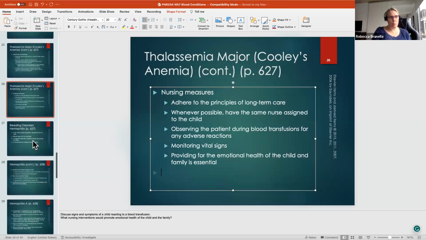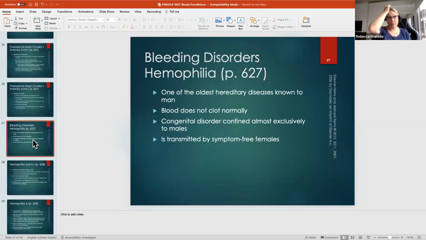We're going to move on to hemophilia. Hemophilia is a genetic disorder where you don't form blood clots normally. There's a wide range of how bad hemophilia can be. Sometimes patients can bleed to death from a small cut because they really don't have the ability to clot, and sometimes they just need a little extra pressure to help them form a clot.